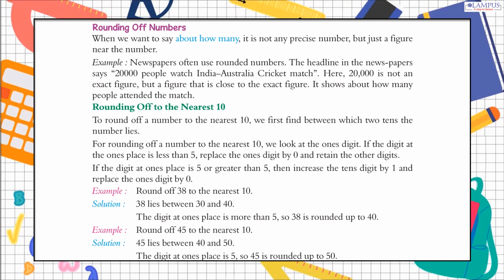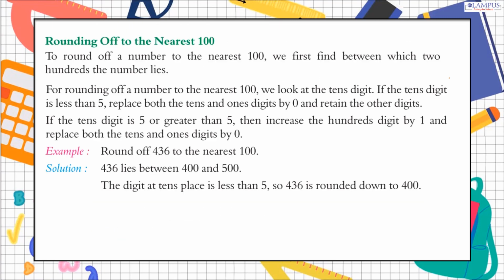Example: round off 38 to the nearest 10. Solution: 38 lies between 30 and 40. The digit at ones place is more than 5, so 38 is rounded up to 40. Example: round off 45 to the nearest 10. Solution: 45 lies between 40 and 50. The digit at ones place is 5, so 45 is rounded up to 50.